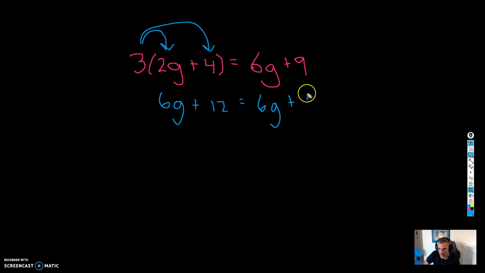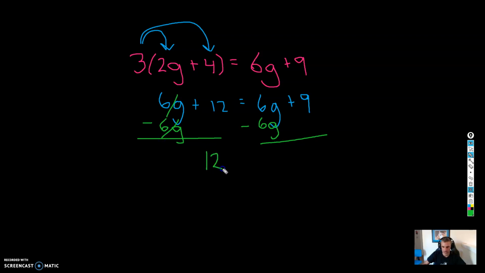Okay, so now we have an equation with variables on both sides, and this should look a little suspicious to you. I have 6 G's on the left and 6 G's on the right. So I'm going to go ahead and subtract 6G from both sides. I'm going to subtract 6G from the left-hand side, and I'm going to subtract 6G from the right-hand side. All right, if I have 6 G's, I take away 6 G's. I have no G's left. I'm left with just 12.